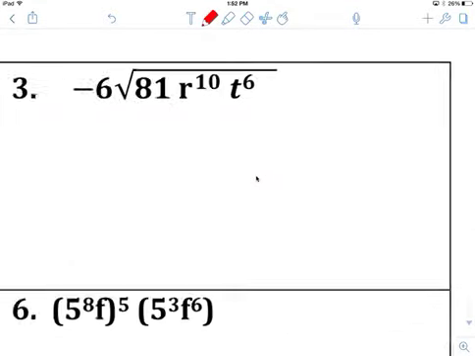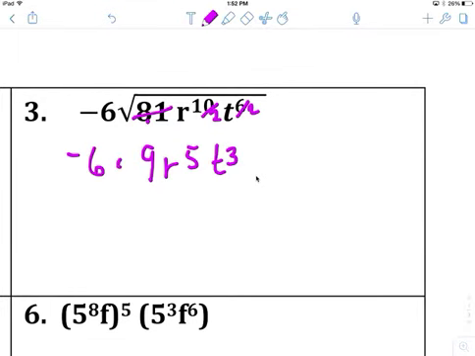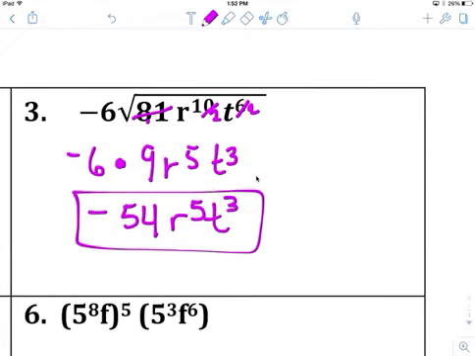Next one is this one. Square root of 81 is 9. Square root of r to the 10th is r to the 5th. T to the 6th is t to the 3rd. And then negative 6 times negative 54 r to the 5th t to the 3rd is your answer.